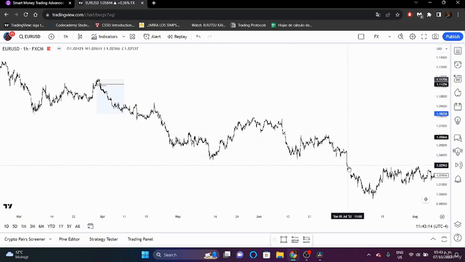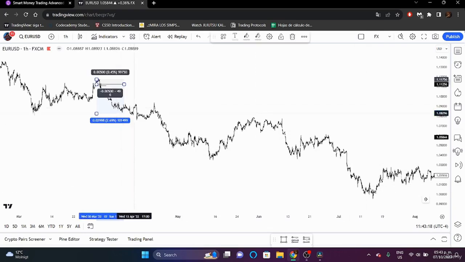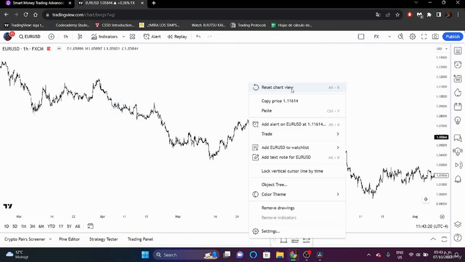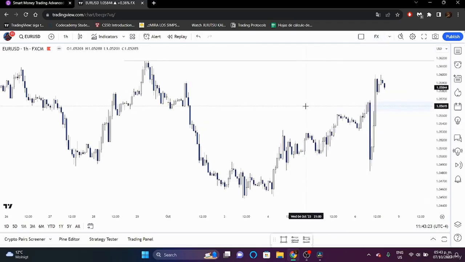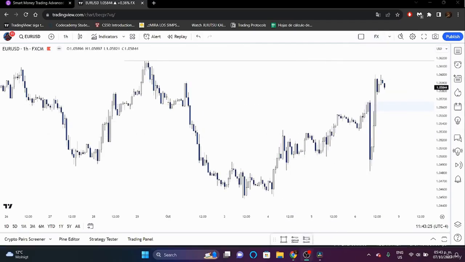Whenever a range breaks, we start looking for continuation trades. And there are other concepts that I already taught. You do not need to only use the breaker block. Okay, that's it for the breaker block, and I hope you liked it.